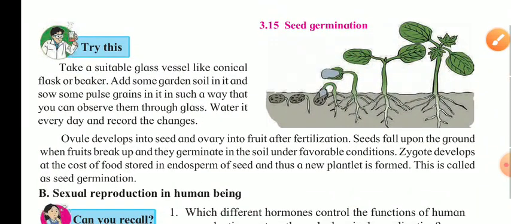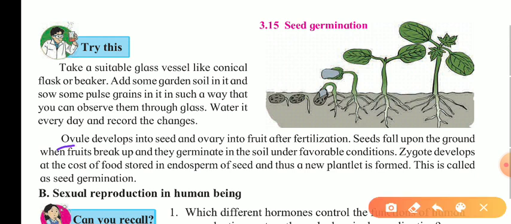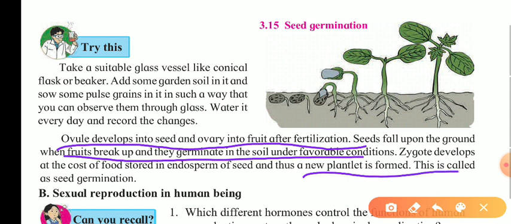The next part they have given over here is about seed germination, which we have already discussed in a lower standard; I'm just taking it over here. The ovule develops into a seed and the ovary into a fruit after fertilization. That I already said just now. Seeds fall upon the ground when the fruit breaks up and they germinate in the soil under favorable conditions. The zygote develops at the cost of the food stored in the endosperm of the seed, and thus a new plant is formed. This is called seed germination.